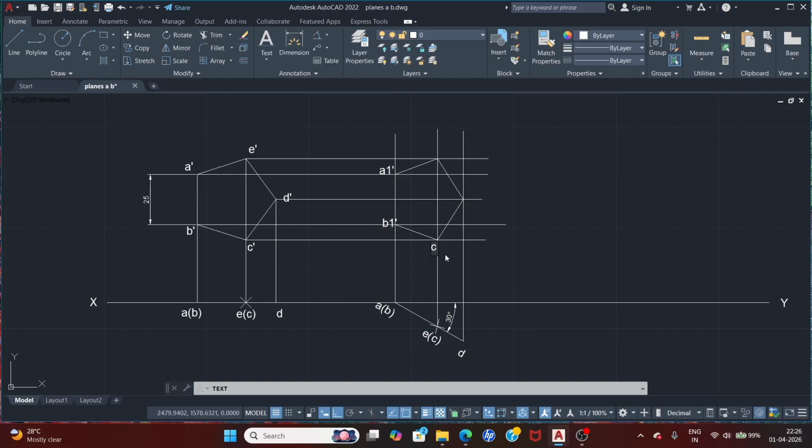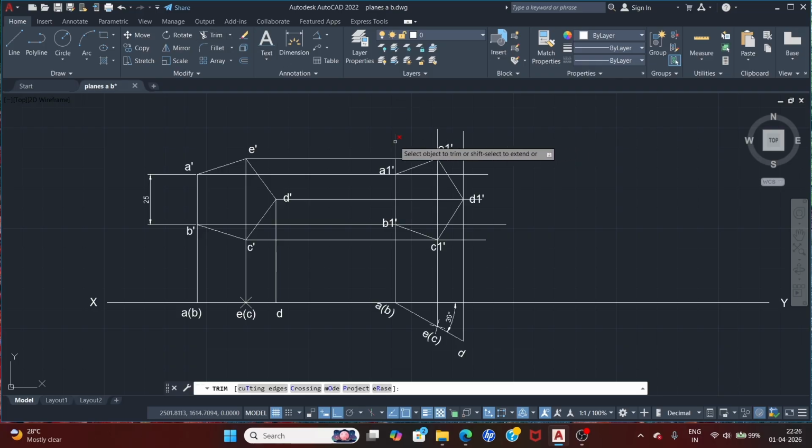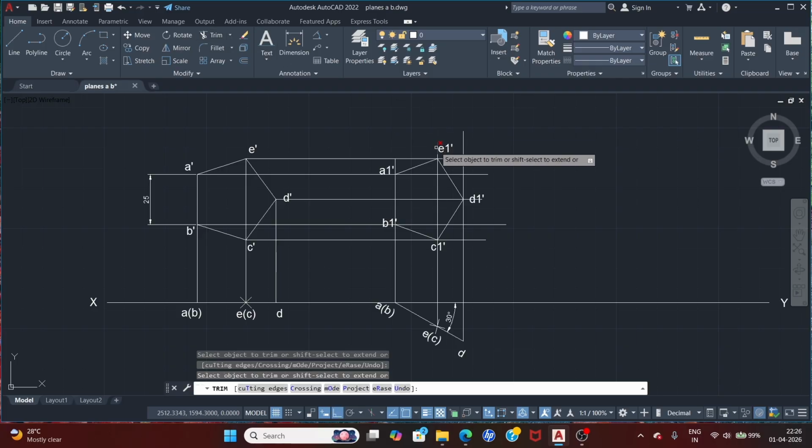This one is C1 dash, and it is D1 dash, and it is E1 dash. So like this we need to draw the compressed drawing. So I hope everyone understood this process up to the four cases.